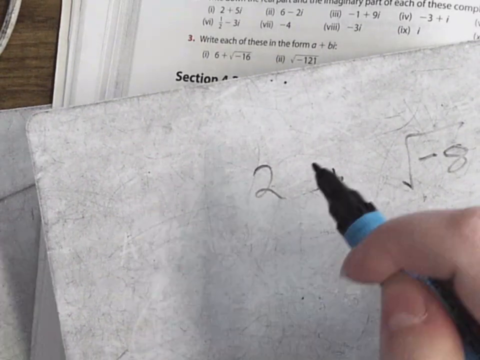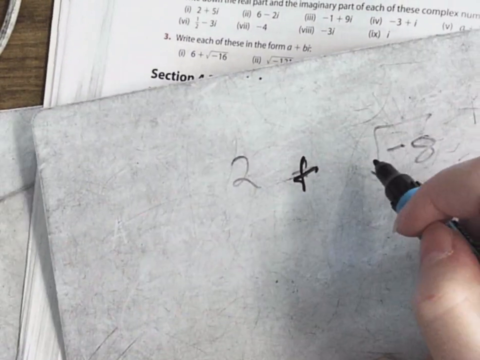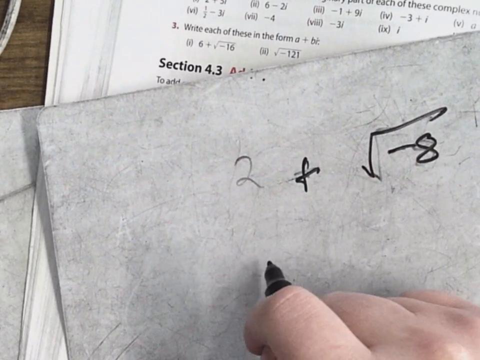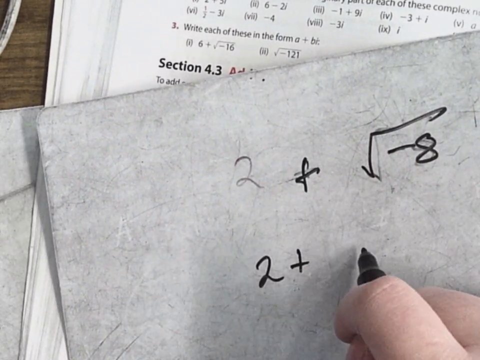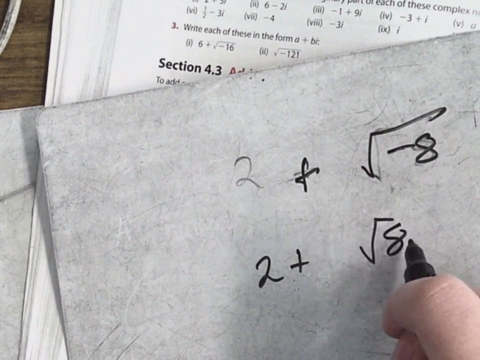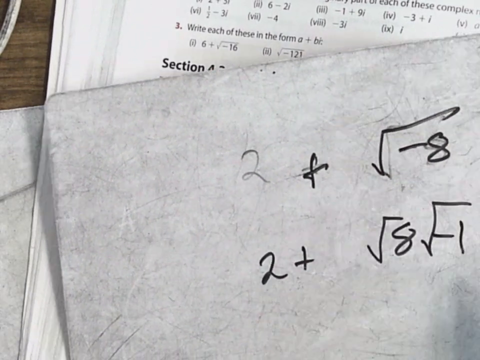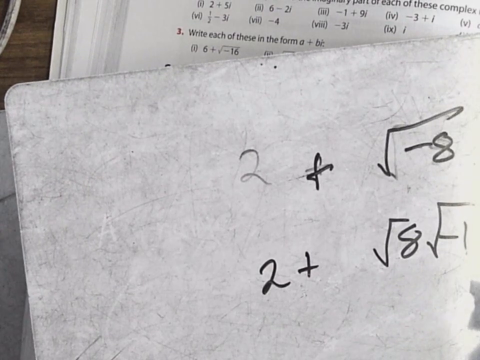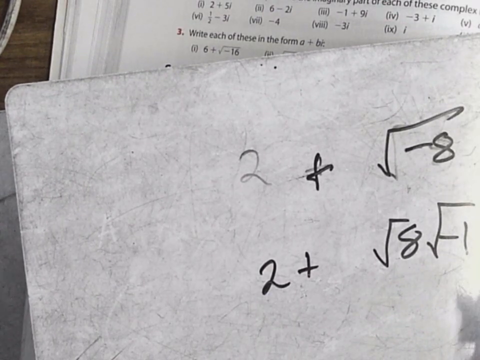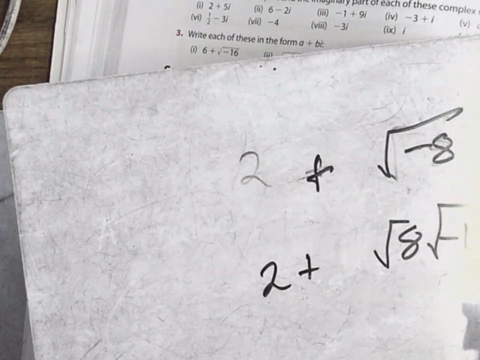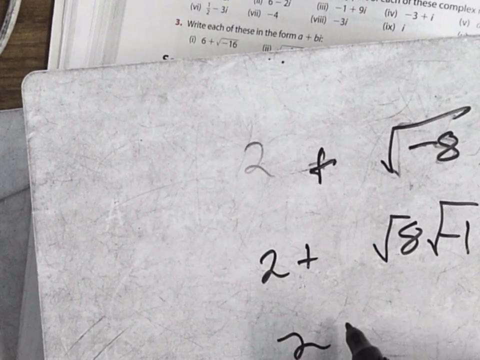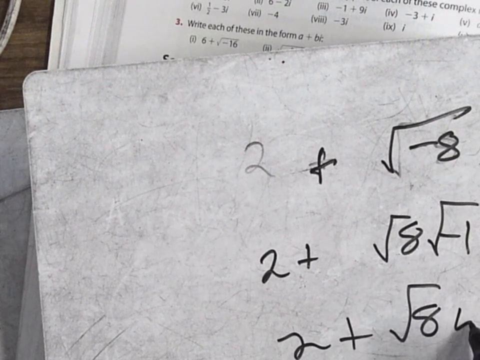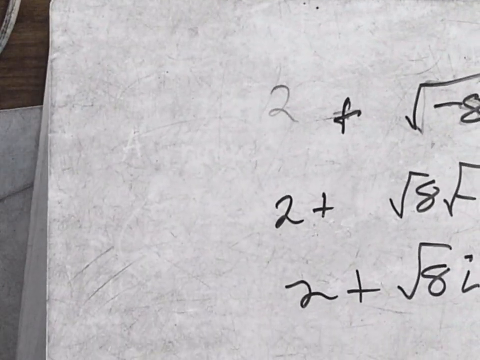Right, 2 plus the square root of minus 8. Is that alright? So that's 2 plus the square root of 8 multiplied by the square root of minus 1. Now we don't know the square root of 8. Normally it's the square root of 16 or 9 or 25, a square root of something we know. So you can just leave that as the square root of 8 and change the square root of minus 1 to i. So 2 plus the square root of 8 i.